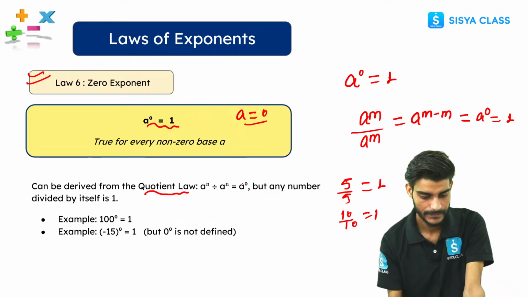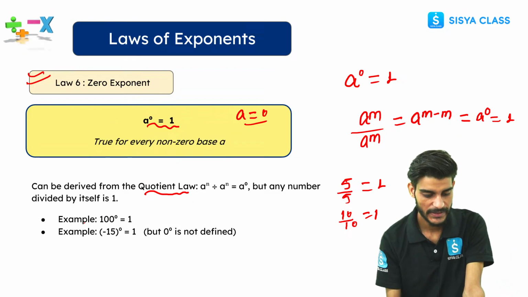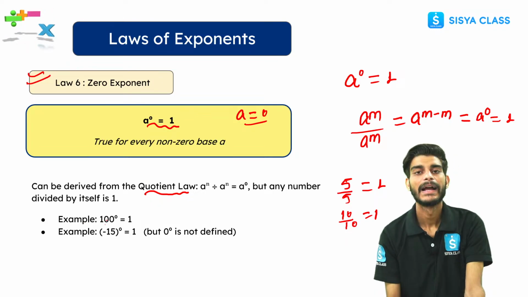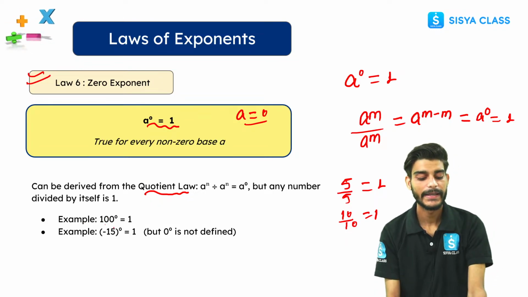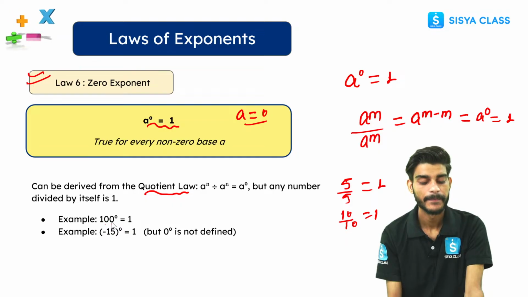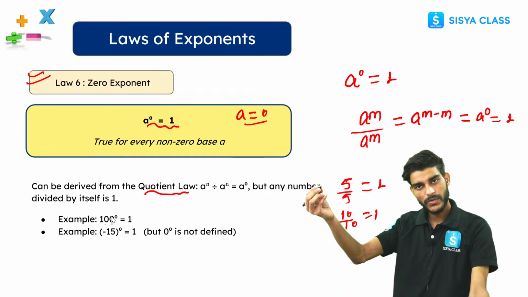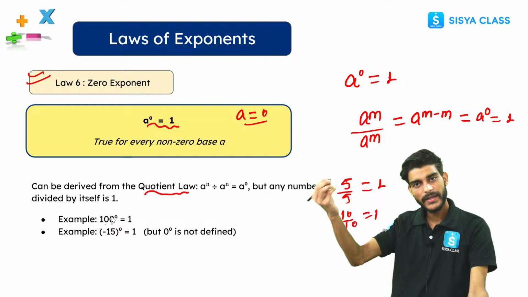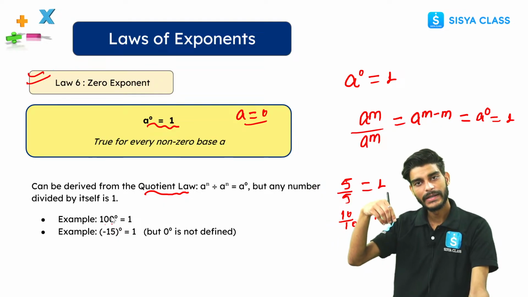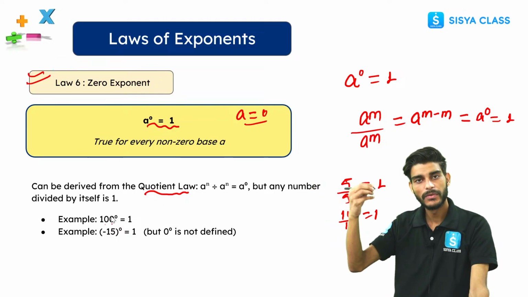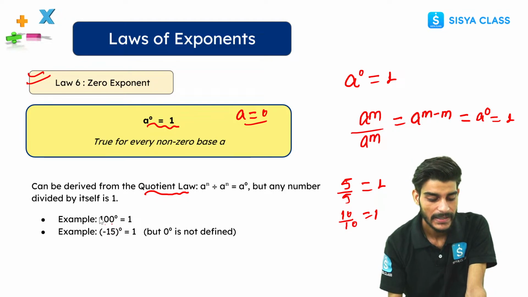Clear? This example is clear to you. So take any example. Like here I have chosen 100. So 100 raised to the power 0 equals 1. 10 crore raised to the power 0 equals 1. 10 lakh raised to the power 0 equals? Obviously it is 1.